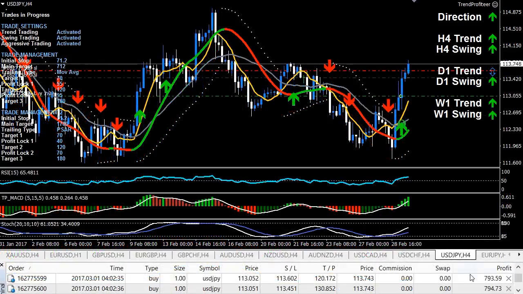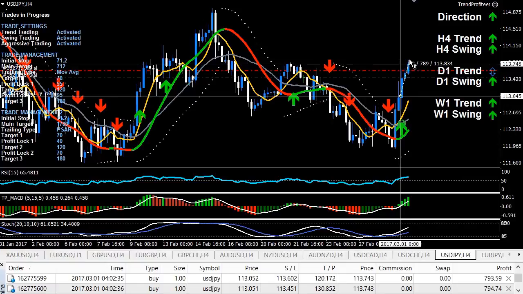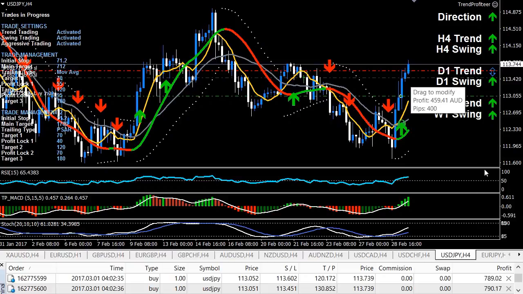Okay, so about $1,600 in profit already. It's only been about 10 hours since I took this trade. We've currently reached almost 80 pips, and currently sitting just under that. I've locked in around 55 pips on my first position, 40 pips on my second position. That's happened automatically, of course, by the Trend Profiteer trade management system.